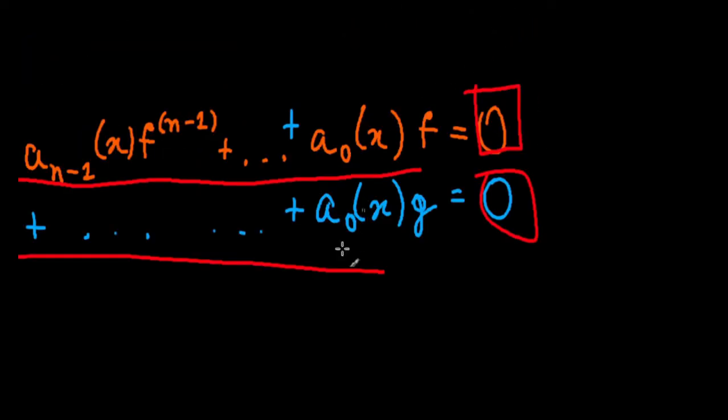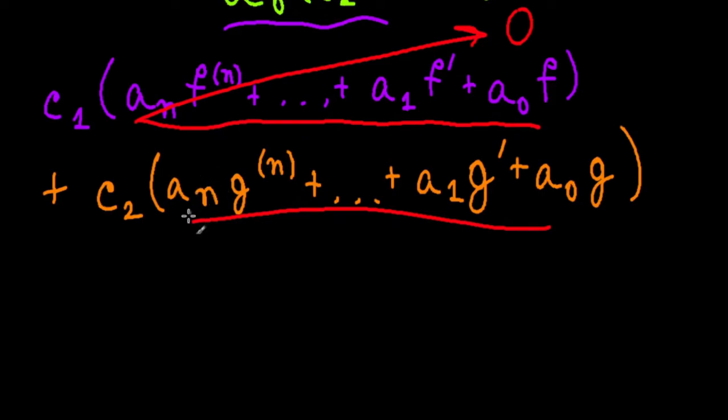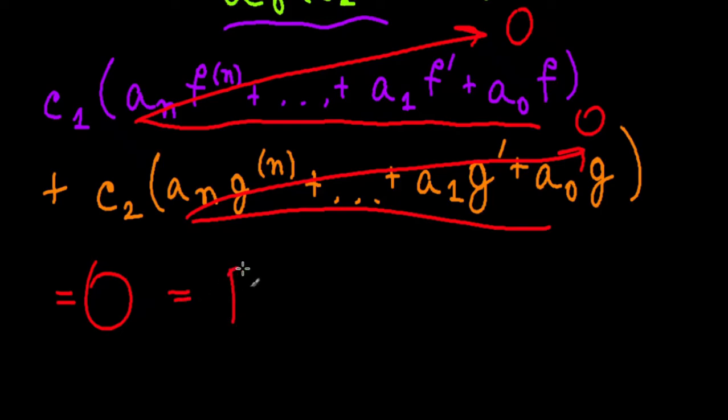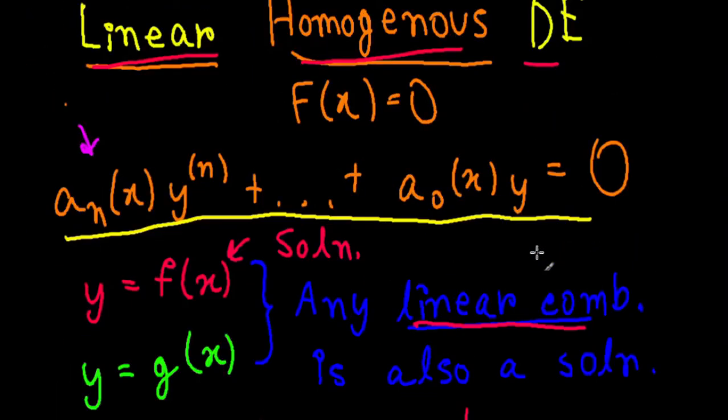So the same thing with g, this is going to be equal to 0. This is going to be equal to 0. So all you have is c1 multiplied by 0 plus c2 multiplied by 0. This is going to equal 0, which is the right hand side of your differential equation. Since your left hand side equals your right hand side, this means your equation is valid.